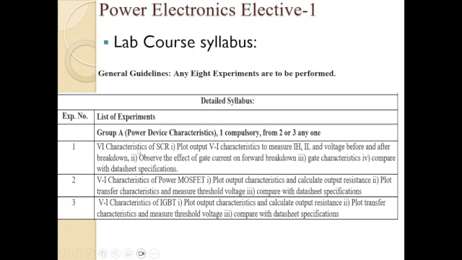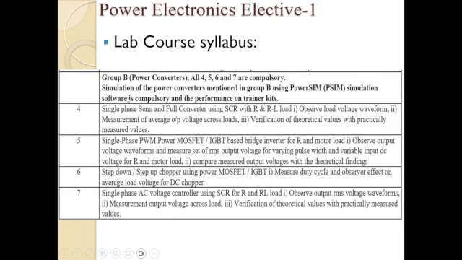We have divided the practicals into 3 categories. Group A is on power device characteristics, where students have to do the VI characteristics of SCR, and from the VI characteristics of power MOSFET and VI characteristics of IGBT, students can do any one of them because these two fall under the transistor category. From group B, students have to perform experiments number 4, 5, 6, 7, because these are experiments based on power converters. The fourth one is AC to DC, the fifth is DC to AC, the sixth is DC to DC, and the seventh is AC to AC.